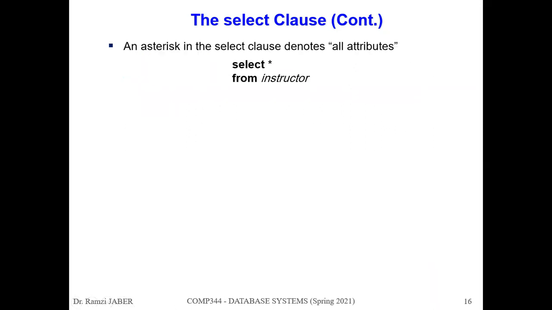Now we can select all attributes at the same time. Select star from instructor will give us the whole table, all the data with all the fields and column names. So we can select all from instructor.